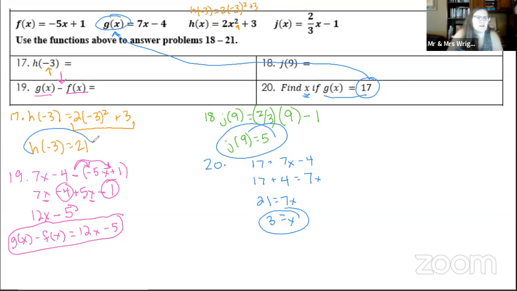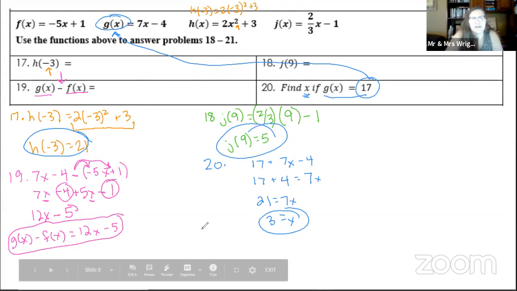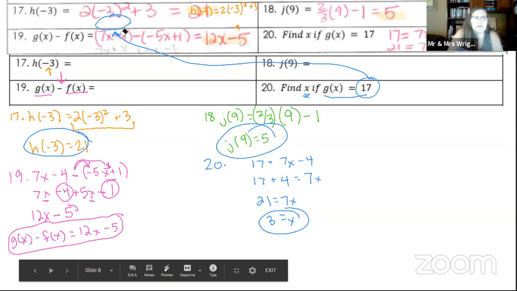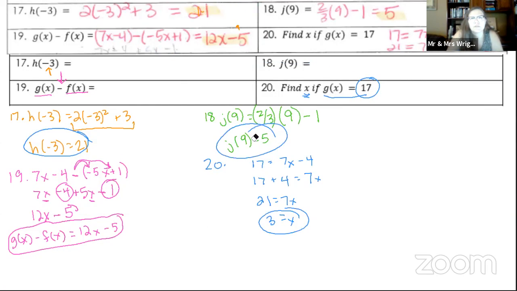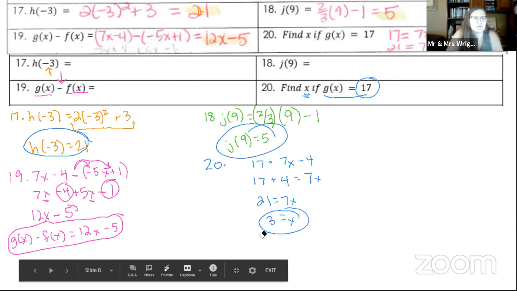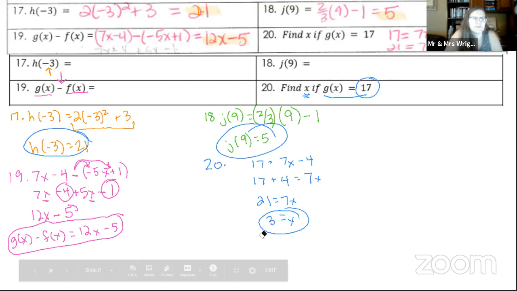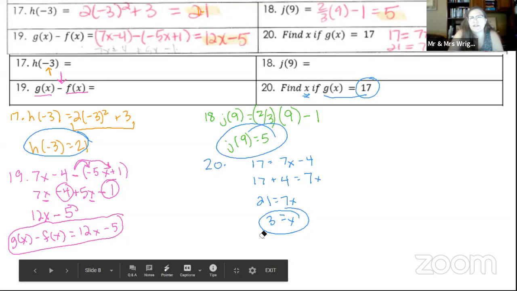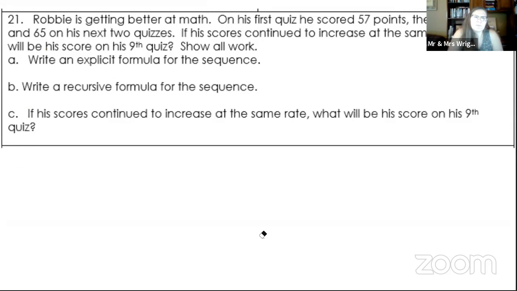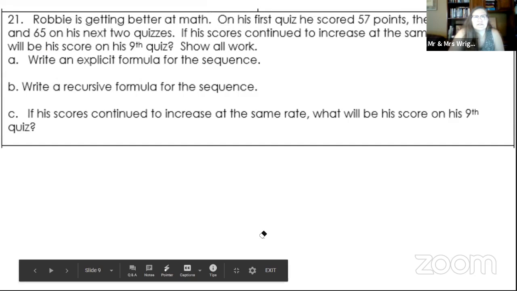Let's see if we can circle all of our answers and see if I have them written out for us. Where's the answers? Here they are. Let me erase what I wrote so we can read them. All right. So we have 21, 5, 12x minus 5, and x equals 3. So far, we've gotten everything right. Robbie is getting better at math. I feel like I've had this question before too.